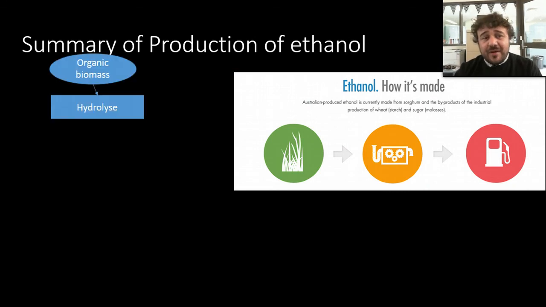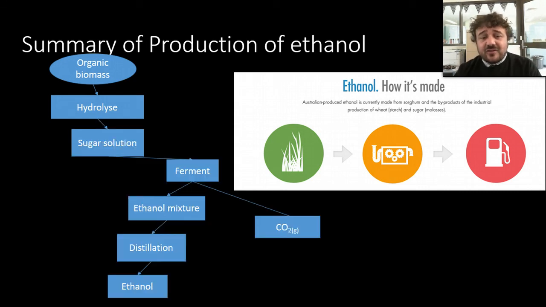Basically, you start with your organic biomass, which is then hydrolyzed, gives you a sugar solution. The sugar solution is fermented. You get an ethanol mixture plus CO2. The ethanol mixture is distilled, and you get ethanol.